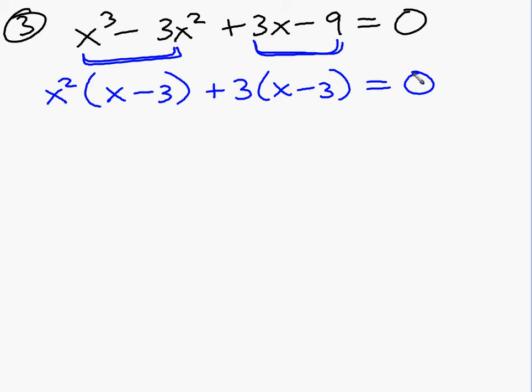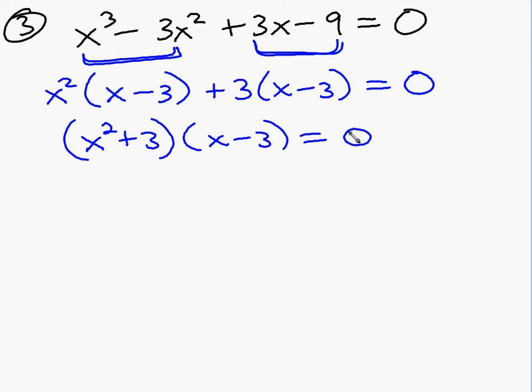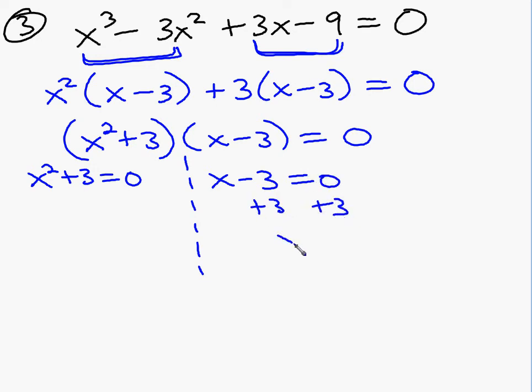And now I think you know where to go from there. This is now (x squared plus 3) times (x minus 3) equals 0. And we have got it factored. So now we're ready to split it up into 2. So I'm going to have x squared plus 3 equals 0 and x minus 3 equals 0. Obviously, this thing over here is easy on the right-hand side. There's one solution. We've got x equals 3.